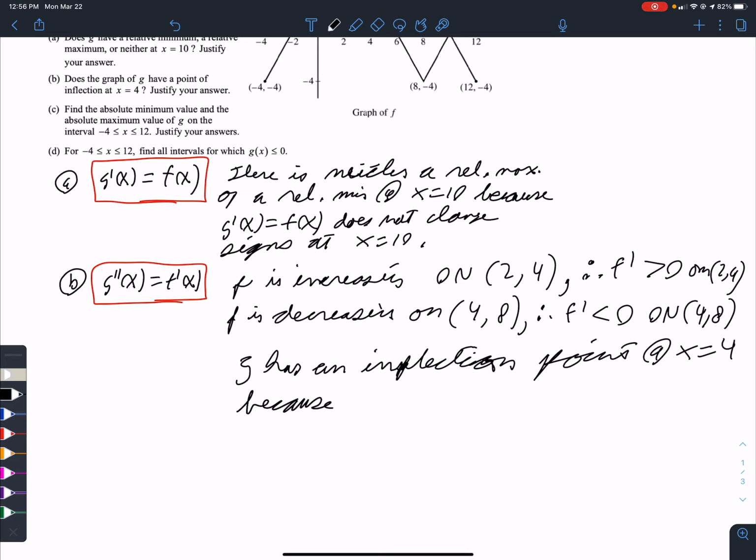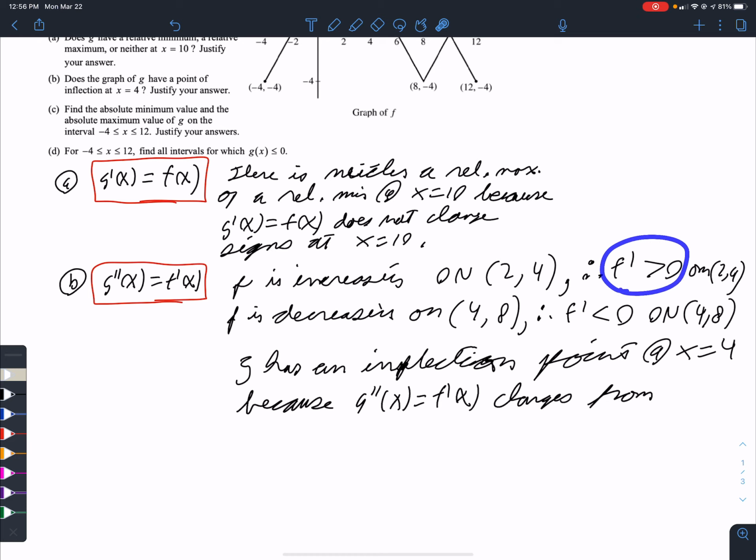Because g double prime of x, which is f prime of x, changes from, and let's see, it went from positive to negative at 4. And you don't have to say from positive to negative, you can just say changes signs. Let's do that. Oh, I already have from. Changes from positive to negative at x equals 4. So I'm done. I've used all my justifications.